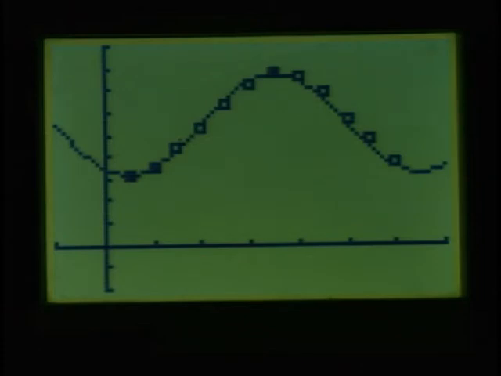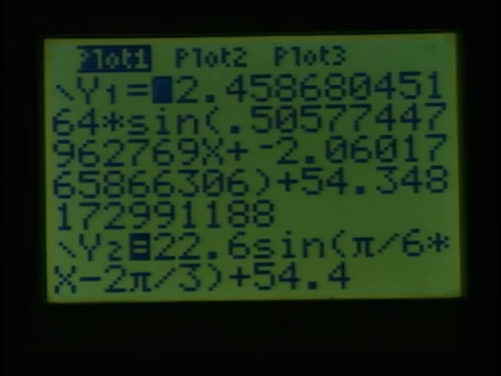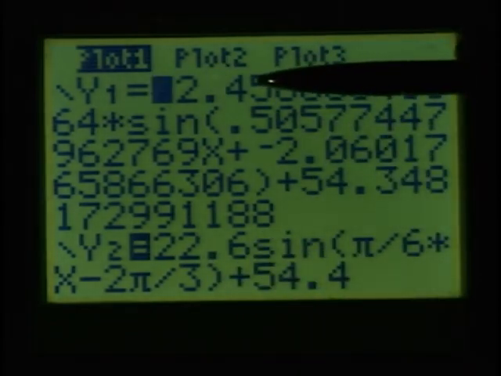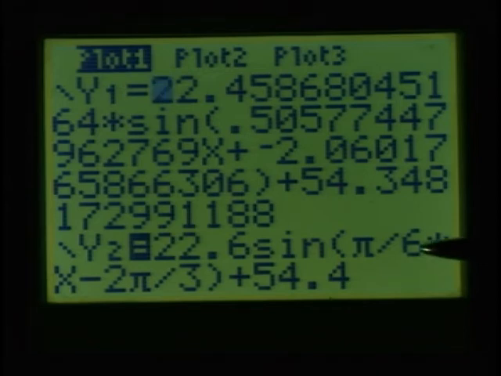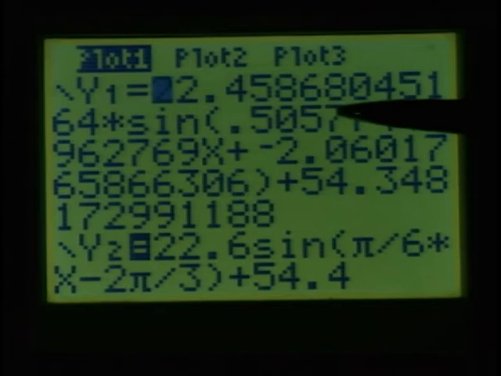Isn't this neat? You can build a sinusoidal model, including all that fancy stuff, if you have a data set that appears to be behaving in a sinusoidal fashion by doing what I just did with you. And you can look then at these values and check this out. 22.6, 22.5. I guess I'm going to have to punch pi over 6. Pi over 6 is a touch bigger than a half, isn't it? Look at that value. Touch bigger than a half.